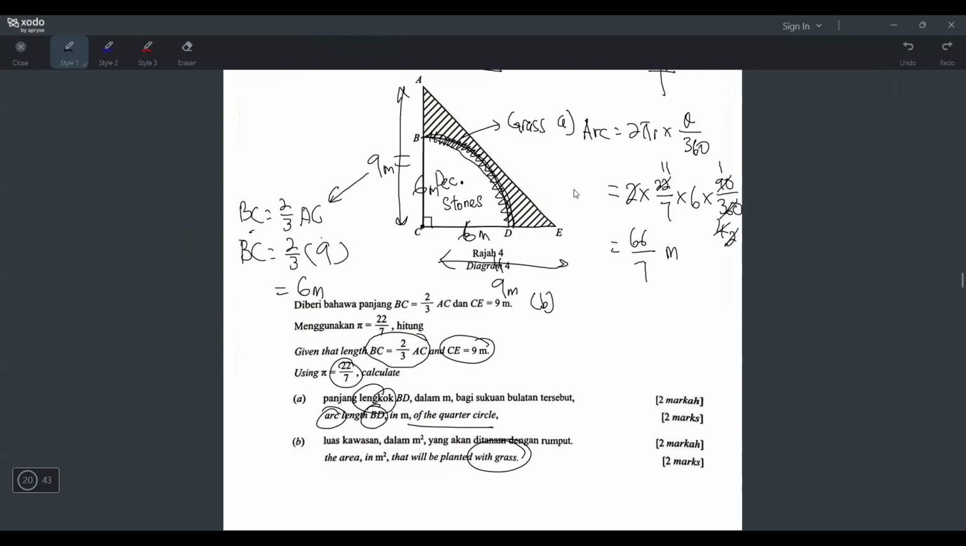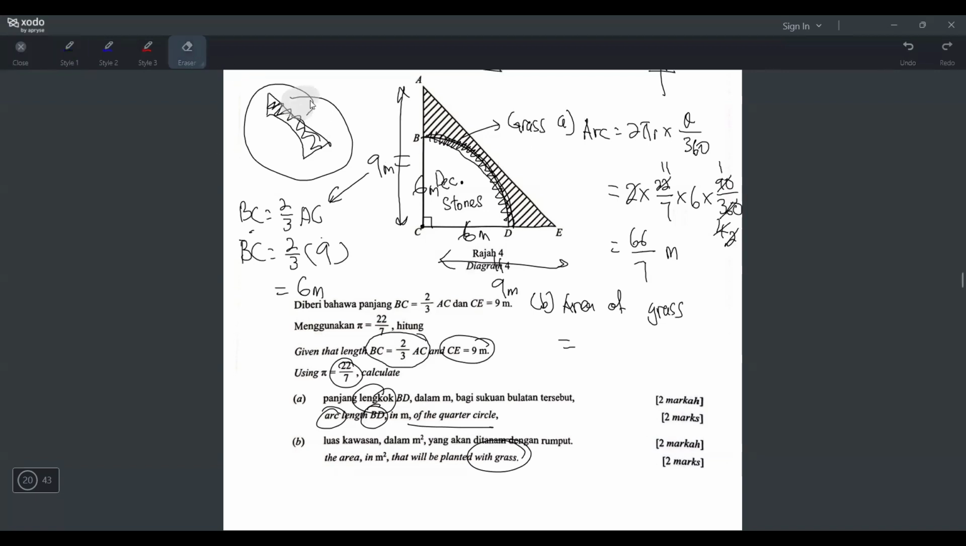Okay, area of grass. Cara dia macam mana nak cari? Okay, if you look at the shaded region, it's a very weird shape. It's like something like this, right? And you cannot find the area of this shape directly because there is no formula that we learn. Like, what is this shape? I don't even know what is this shape. Like, there's no name for this shape. So, tak ada cara untuk cari luas bentuk ini directly.